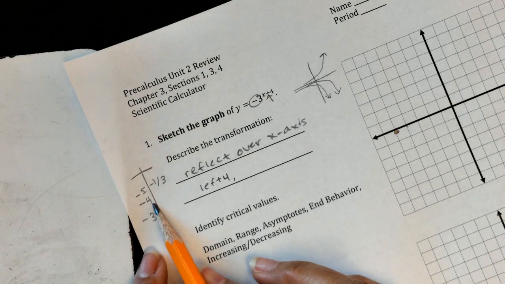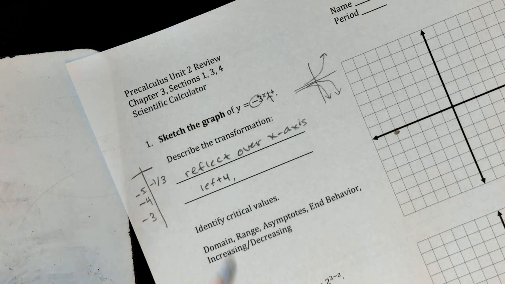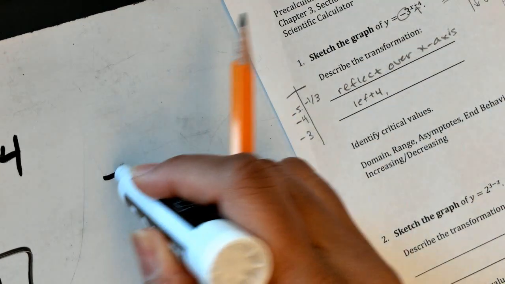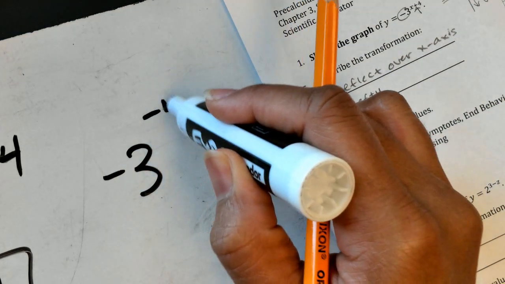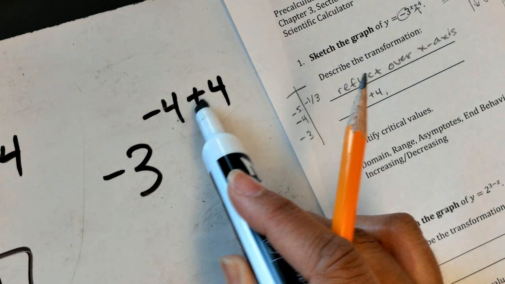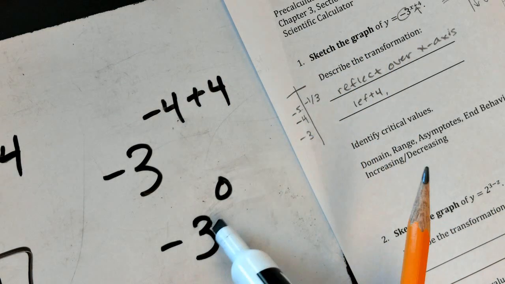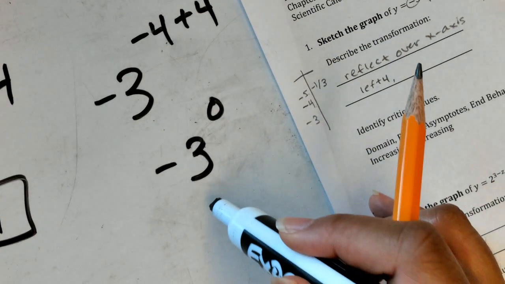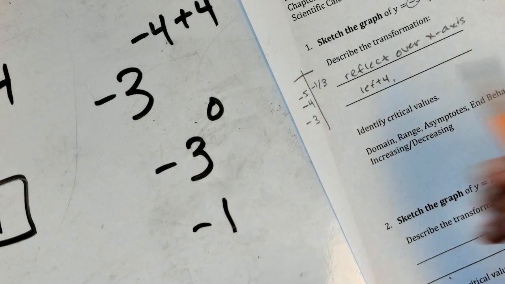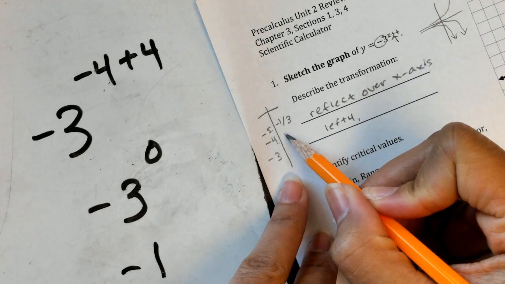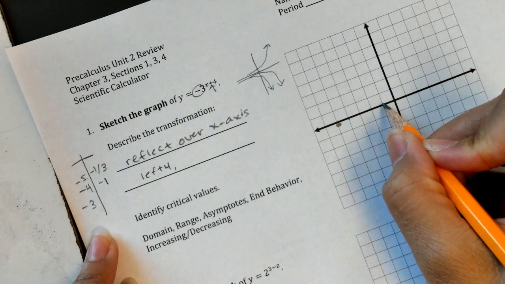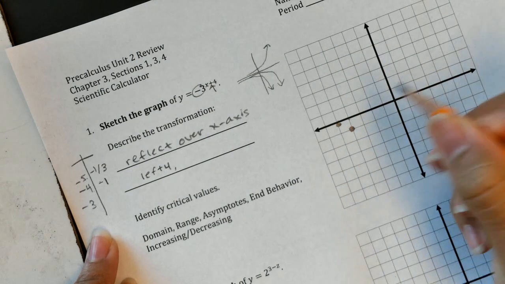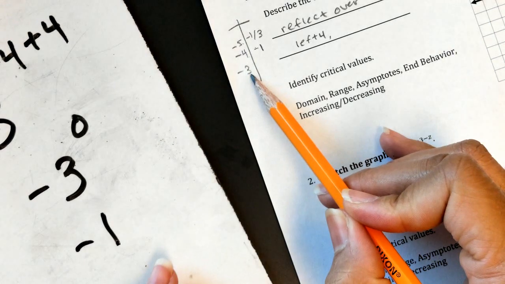Okay, now we're going to plug in a negative 4. So negative 3 to the negative 4 plus 4. Negative 4 plus 4 is 0. Anything to the 0 power is 1, and you still have that negative there. So this is negative 1. And I'll plot that point. Negative 4, negative 1 is here. Next, I'll plug in negative 3.